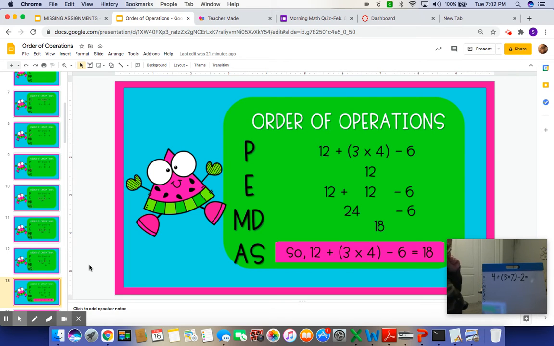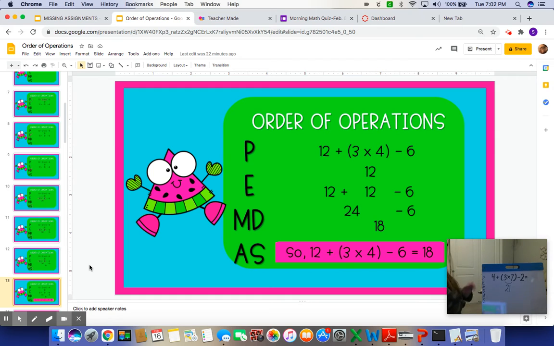So P is first for parentheses. So we're going to do what's in parentheses first, which is right here. 3 times 7. And remember, if I don't know 3 times 7, I can do 7 plus 7 plus 7, 3 times. Or I can add 3 plus 3 plus 3 plus 3 plus 3 plus 3 plus 3, 7 times. And I know that 3 times 7 equals 21.